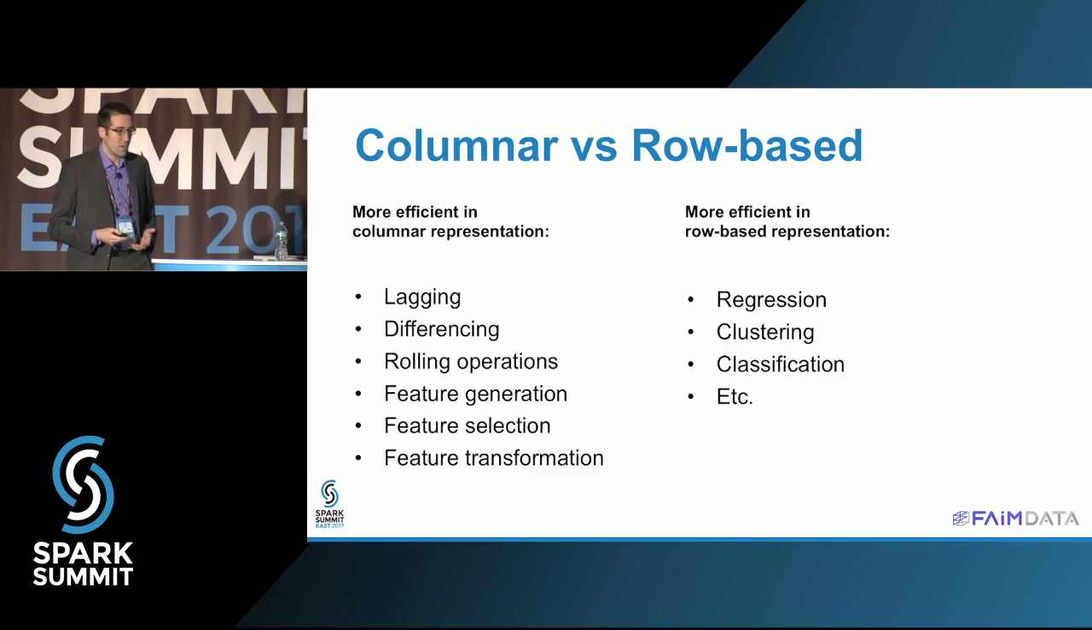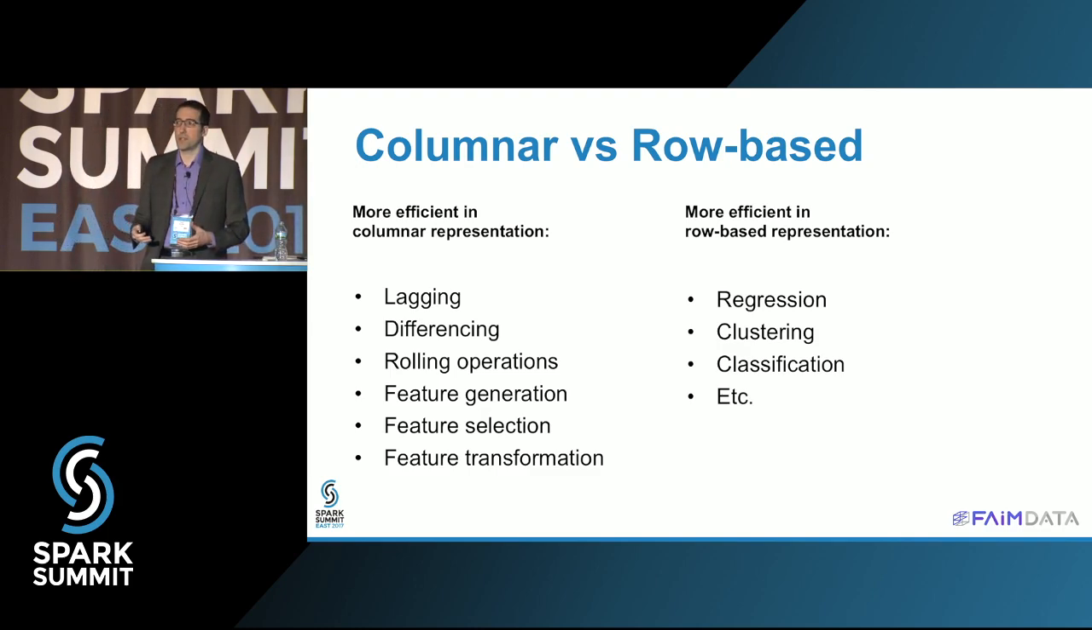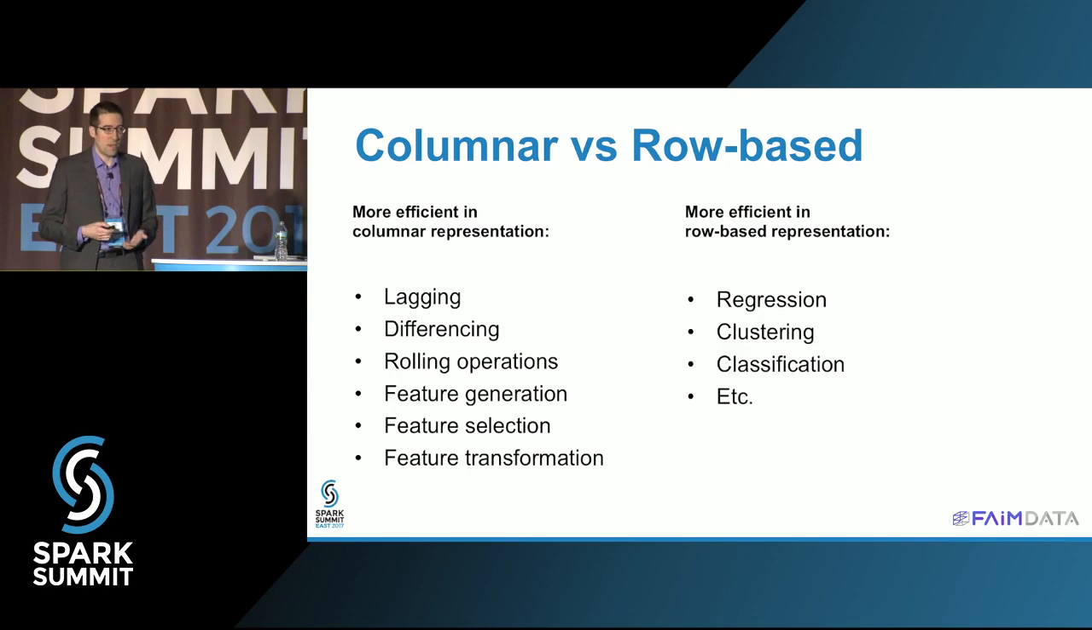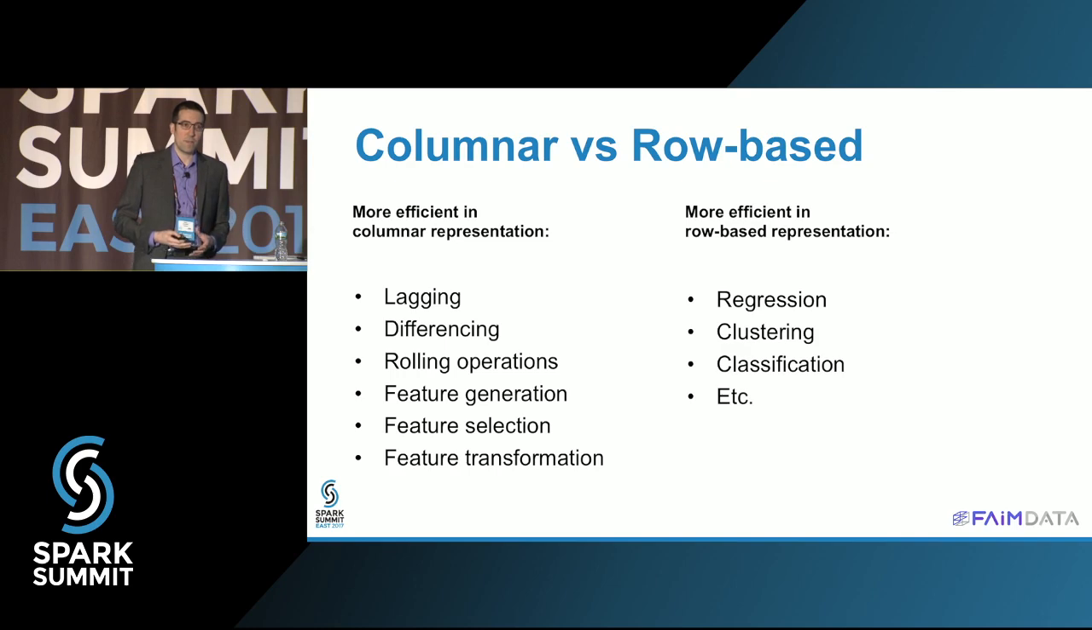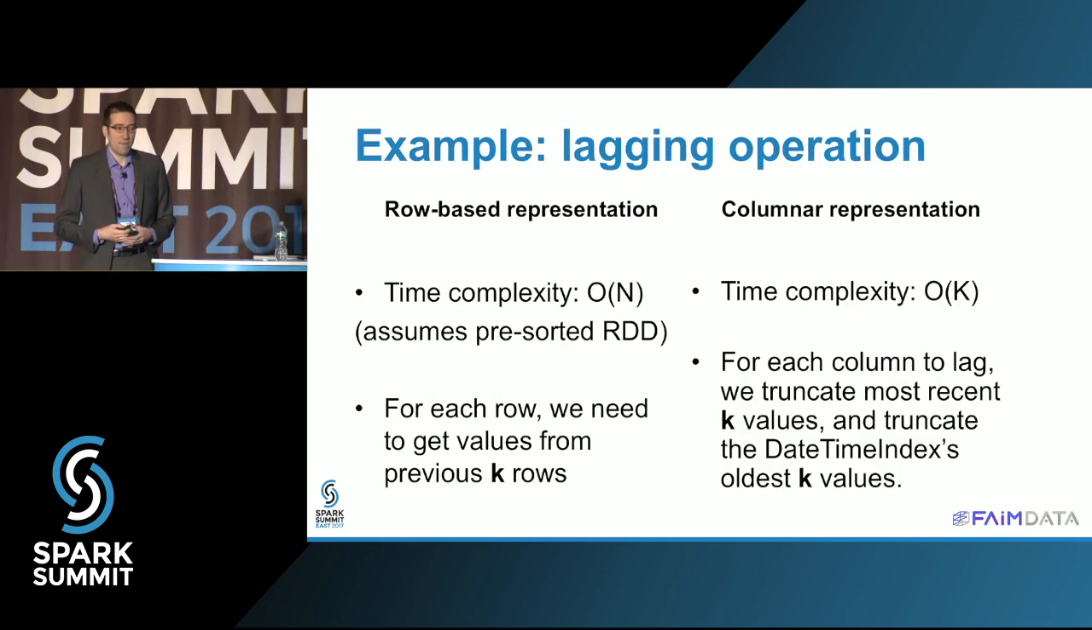So to make that choice between the two, we asked ourselves, what are some of the operations we're going to perform on these multivariate time series? And if we look at operations like time lagging, differencing, rolling operations like moving averages, feature generation, selection, transformation, those tend to be more efficient in columnar representation. Instead, if we look at things like machine learning algorithms like regression, clustering, classification, these tend to be more efficient in row-based representation.